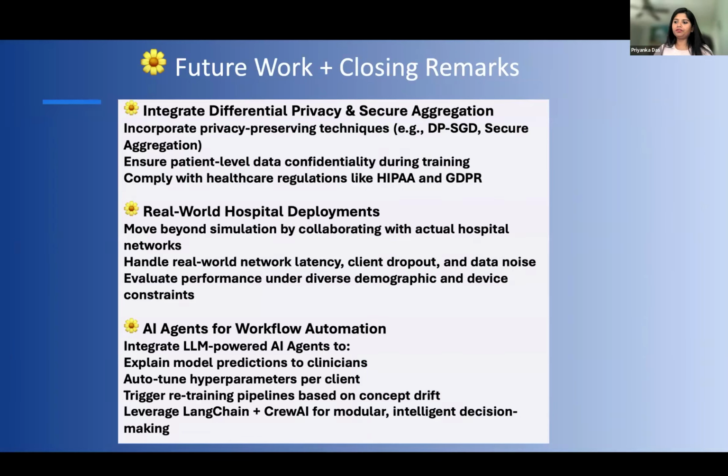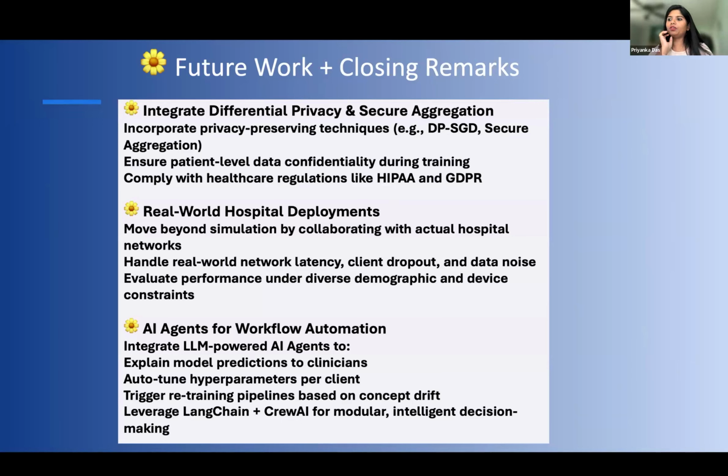Finally, let me walk you through the future directions for this project. First, I plan to integrate differential privacy and secure aggregation techniques like DP-SGD and secure multi party computation. This will help ensure patient level data confidentiality during training, which is essential for complying with strict healthcare regulations like HIPAA and GDPR. Privacy wasn't implemented in this version of the study, so that's a key area for improvement.